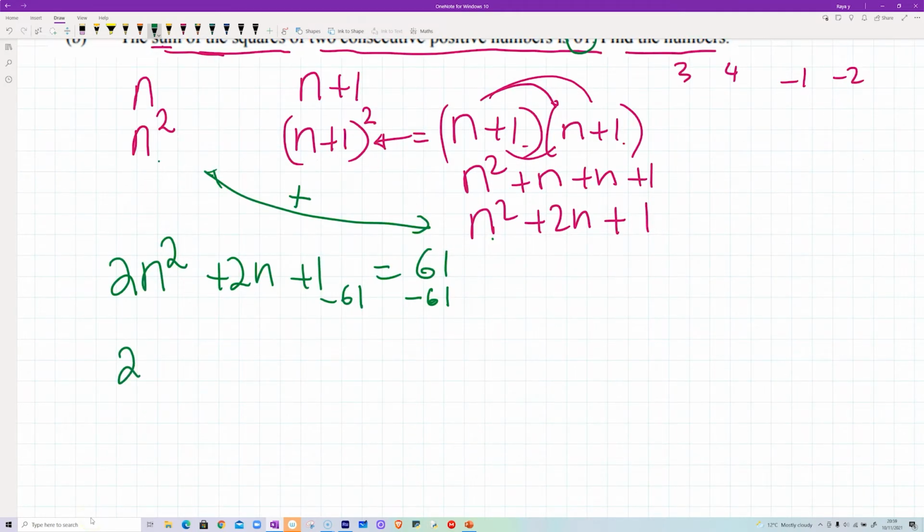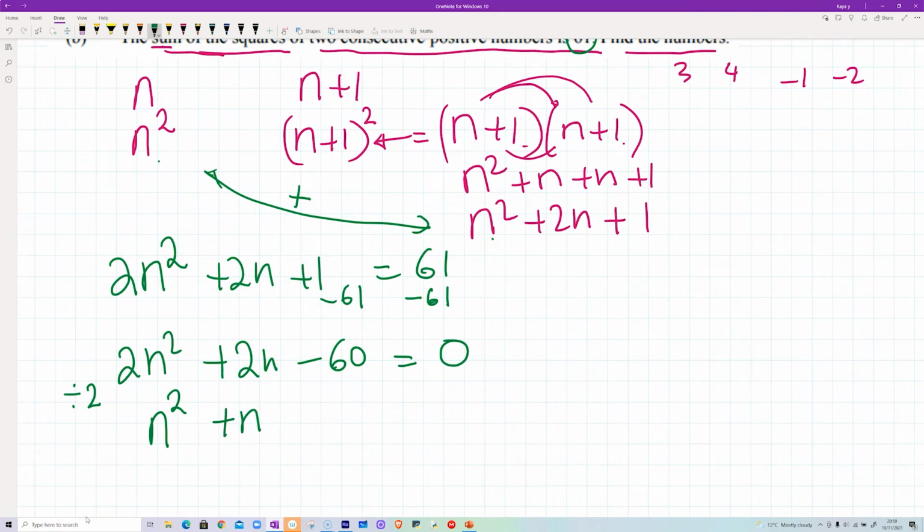Right, so now we have 2n squared plus 2n plus 1 minus 61. That's going to give you minus 60, equals 61 take away 61 is 0. Right, everything here is divisible by 2. So I'm going to divide everything by 2 to make my life easy. So 2 divided by 2 is 1, so I just have n squared. Same here, I'm just going to have n. And here I have 30. 0 divided by 2 is still 0.